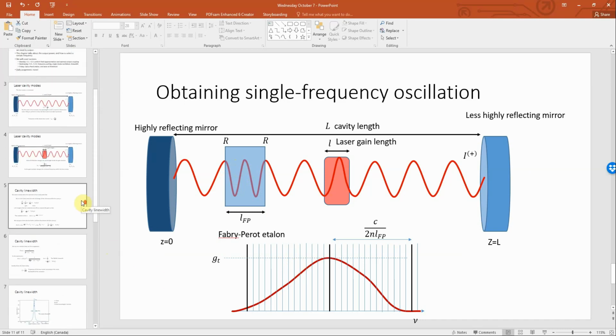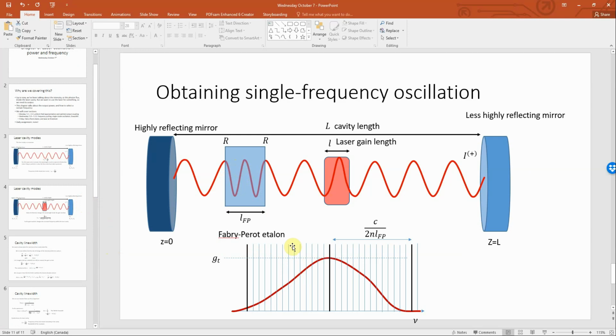So that's it for this lecture. We'll be discussing a little bit more about the actual derivation of how the Fabry-Perot etalon works on Friday. And that is it for this lecture.